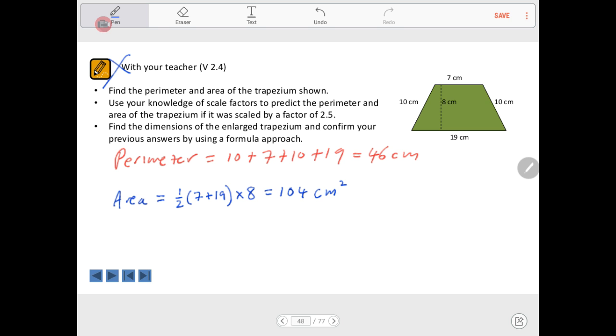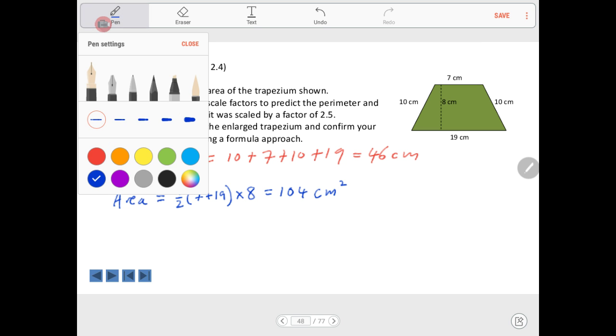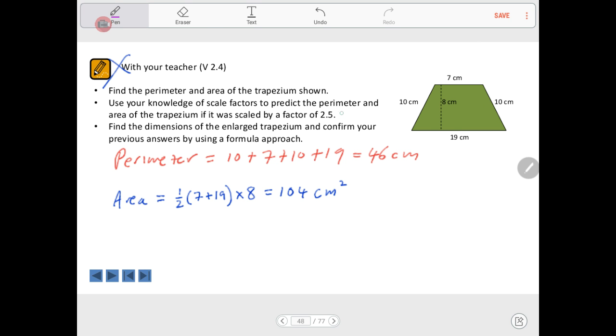Okay, so we're asked to make a prediction about what the perimeter and area will be for a scale factor of 2.5. So we know that perimeter will increase at a linear rate, so all we need to do is multiply this answer by the scale ratio. For the area, however, it is at a quadratic rate, which just means we need to square that scale factor and multiply by the area.